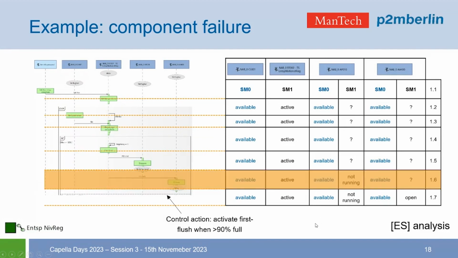Let us assume that our failure appears during step 1.6. And so what will happen is that our valve, which is this component here, will not be available. It will not be able to open as it was shown before. It was supposed to open in step 1.7, but it will not. So in the last two steps, the valve will be not available, and the state is not defined. It will stay in the state that it had before.